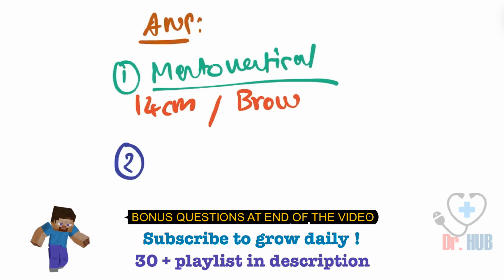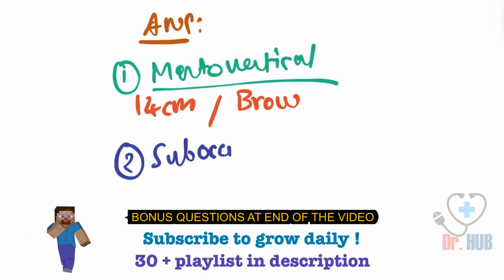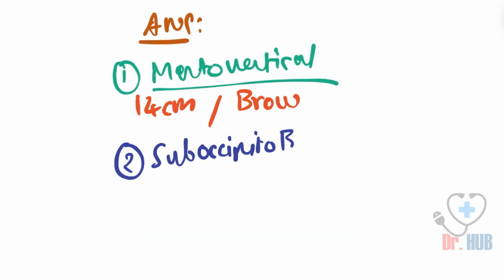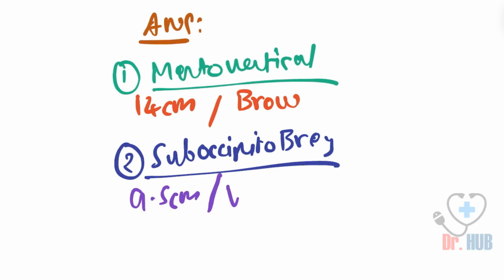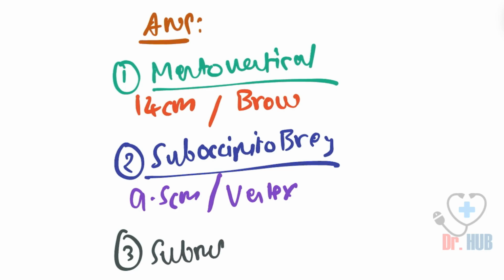The second question is, what is the sub-occipito-bregmatic? In case of sub-occipito-bregmatic, the length is 9.5 centimeters and the presentation is the vertex. And the third question was, what is the submento-vertical? The submento-vertical is 11.5 centimeters and the presentation is the face.